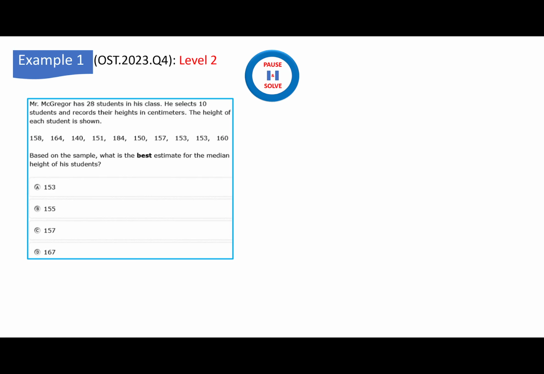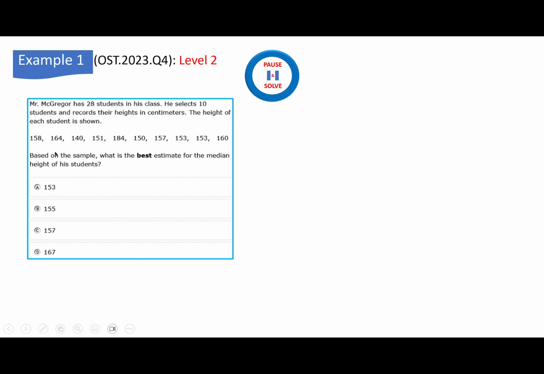Example 1. Hello and welcome. Mr. McGregor has 28 students in his class. He selects 10 students and records their heights in centimeters. The height of each student is shown. Based on the sample, what is the best estimate for the median height of the students?